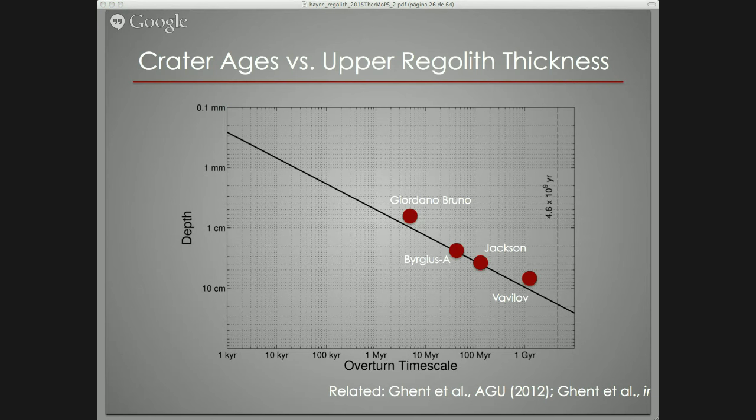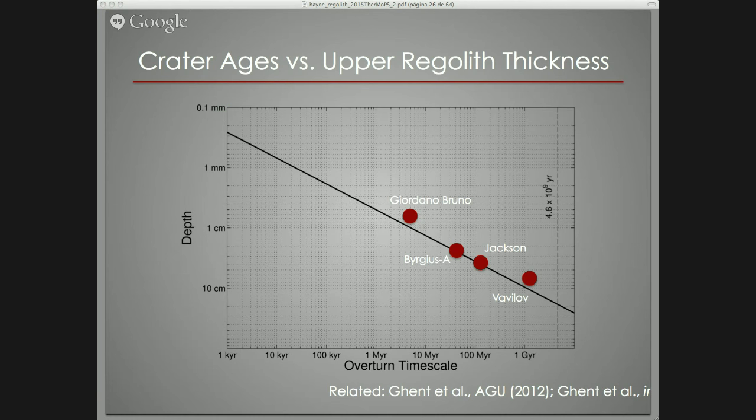And if you fit a line to that, that turns out to correspond really well with the regolith overturn timescale that's been modeled since the 70s. So we're getting good agreement with regolith overturn models. The exact rate of ejecta breakdown turns out to be a little bit different from what the models had predicted, and that's the topic of the next talk.